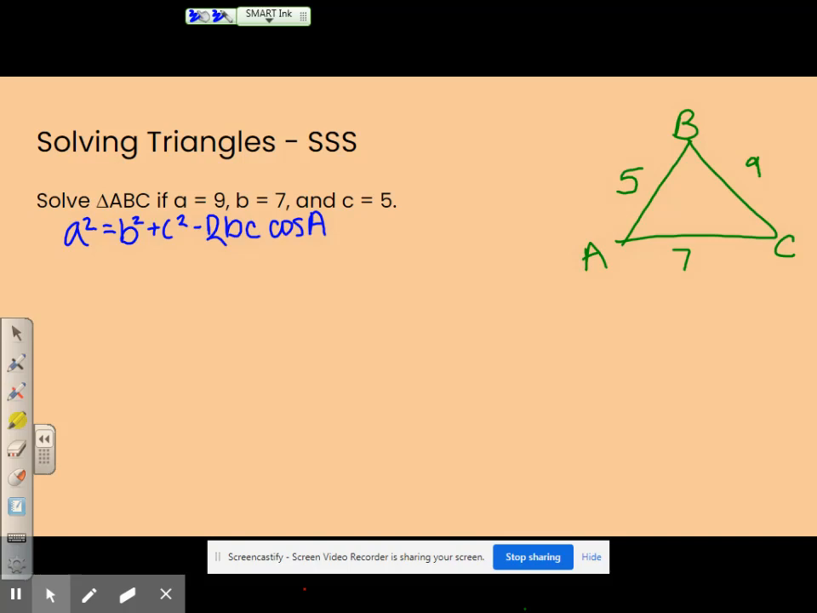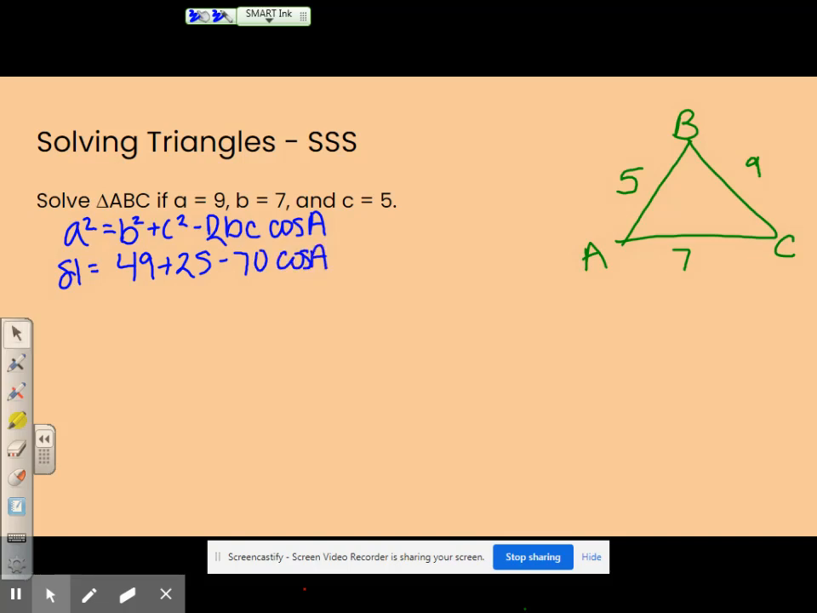Our A value is 9. 9 squared is 81 equals B squared. Our B value is 7. 7 squared is 49. Plus C squared, 25. Minus 2 times B times C, which is going to get me 70 times the cosine of A.